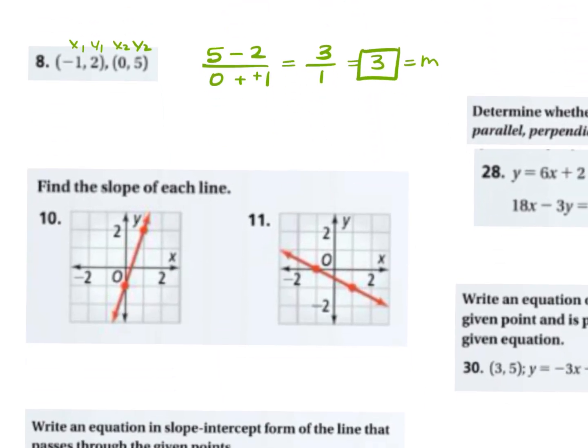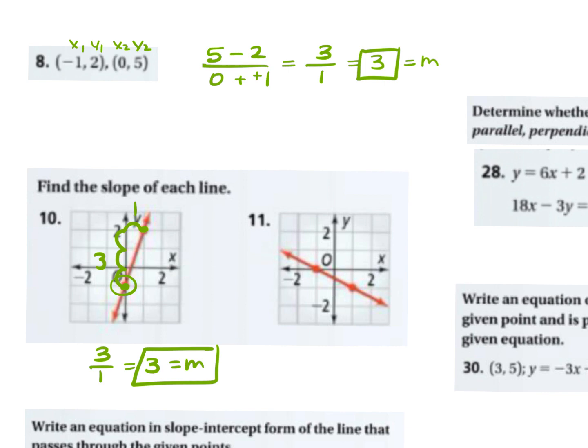Number 10, find the slope. Remember, you start at the point that's farthest left. So if these are our 2 points, we're going to start at this one, and then you do rise over run. So 1, 2, 3 up, 1 over. So your slope is 3 over 1 again, which is 3. Okay, the slope of that line is 3.